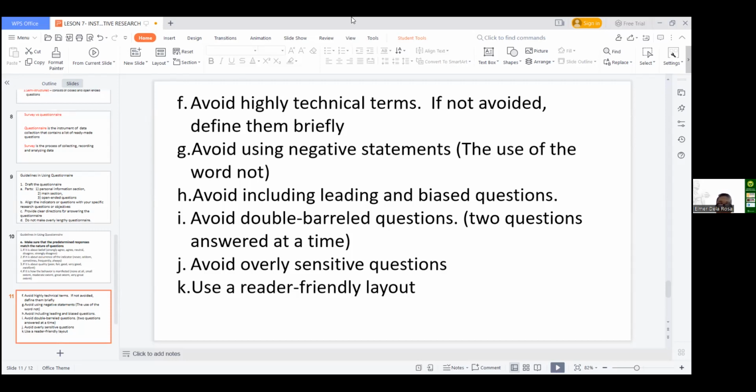Use a reader-friendly layout. So ito naman ay medyo trivial lang masyado pero alam mo naman kung malabo ba yung format, maliit ba masyado yung mga letra, dikit-dikit. Hindi ba nakaka-eyesore o hindi ba nakakainis na magsagot ng questionnaire mo just because of the layout. So the layout of the questionnaire also contributes to whether the respondents will seriously take it or not. So use a reader-friendly layout.